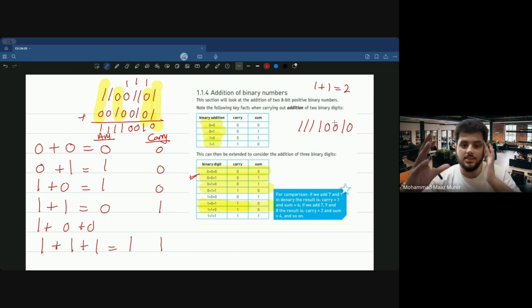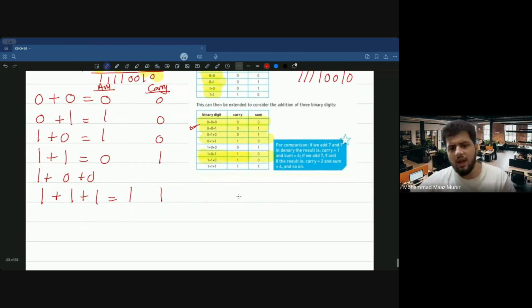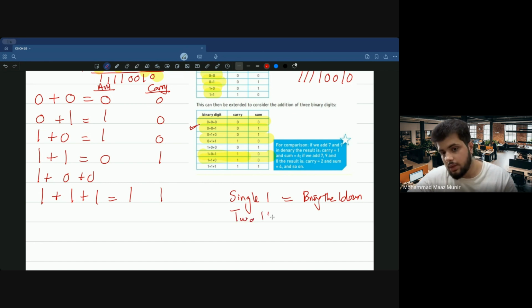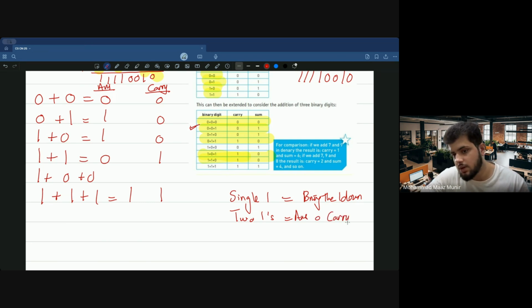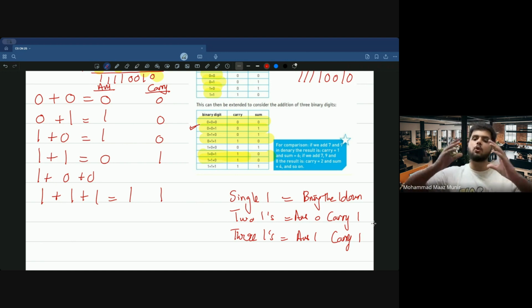So the main thing is, remember this shortcut. Whenever we have a single one, just bring the one down. Bring the one down. Bring the one down. If we have two ones, the answer will be a zero, and the carry will be a one. Okay, this is the most simplified answer I can give you all. And then if you have three ones, you have the answer also as one, and you have the carry also as one. So you have overall 111.